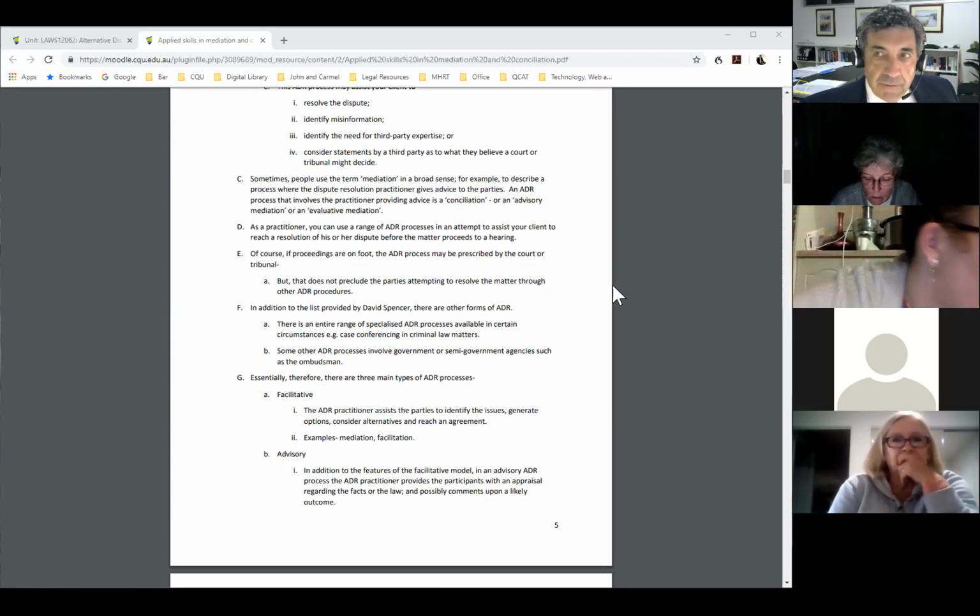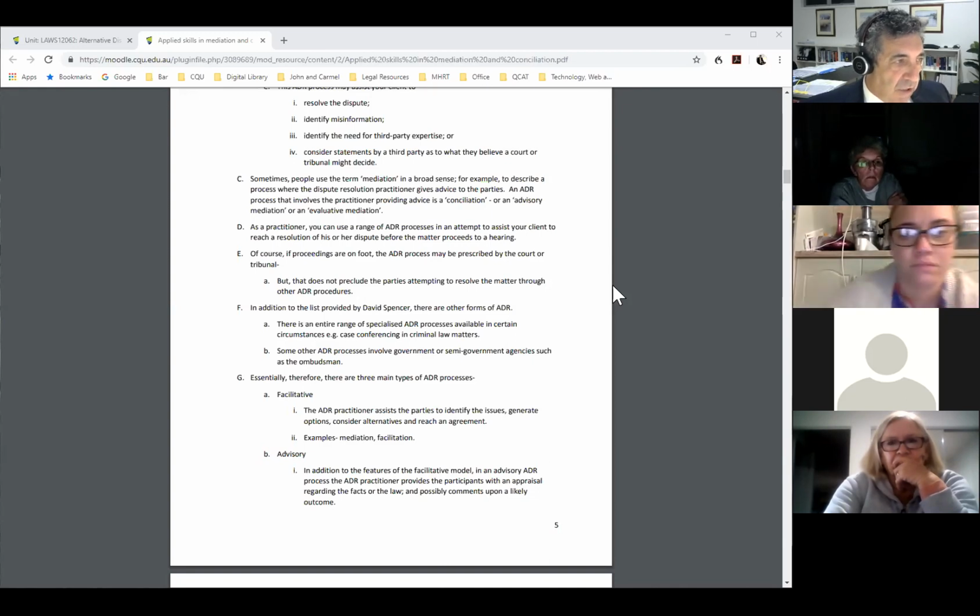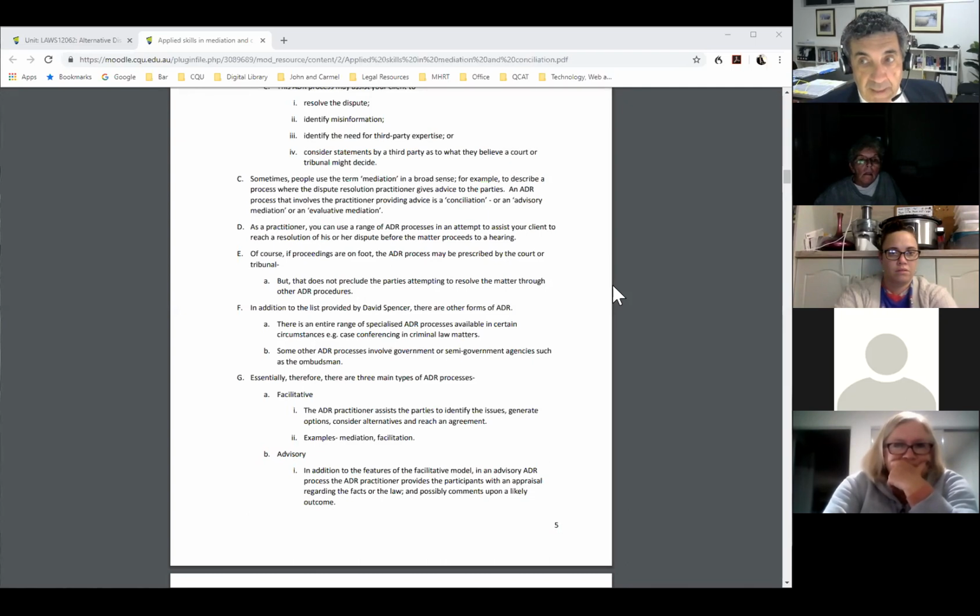Now, in addition to the 14 that's been listed by David Spencer, there are some other forms. For example, there's an entire range of specialist ADR processes available in certain circumstances. One example is the process of case conferencing in criminal law matters, and other ADR processes involve government or semi-government agencies such as the Ombudsman. So when we've identified 14, that is a non-exclusive list. There are, in fact, many, many more than the 14.